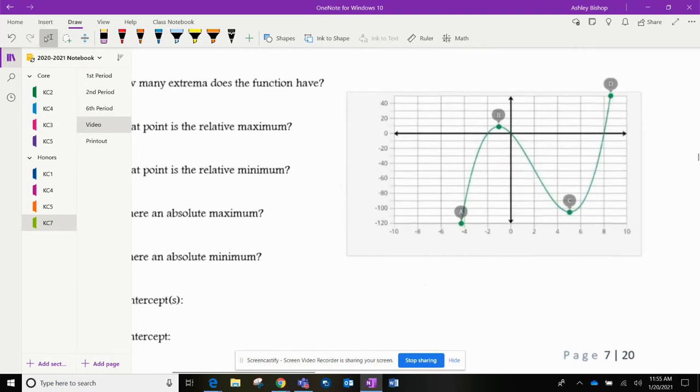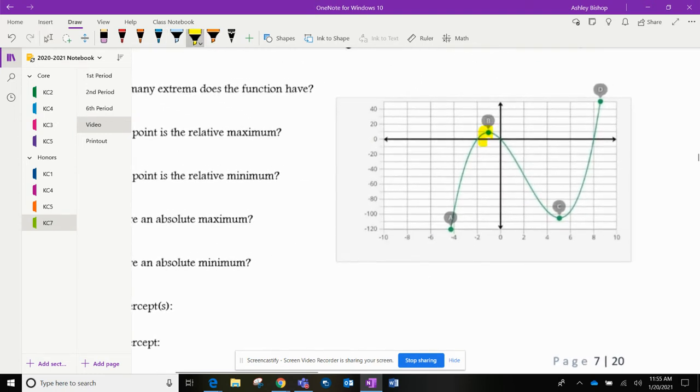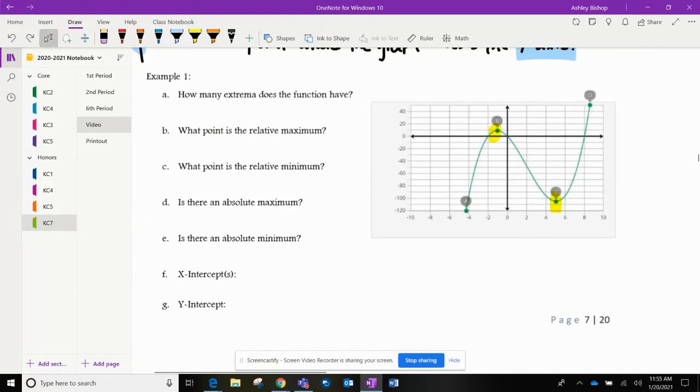I'm going to zoom in over here. I see a maximum about right here, and I see a minimum right here, and I don't really see anything else. This graph we can pretend goes forever, so the ends of the graph are never maximums or minimums. Okay, so I only see one maximum and one minimum, so that means there's going to be two of them, two extrema.